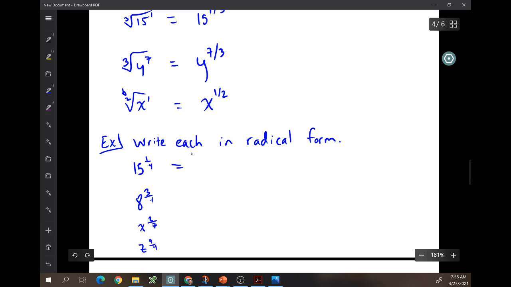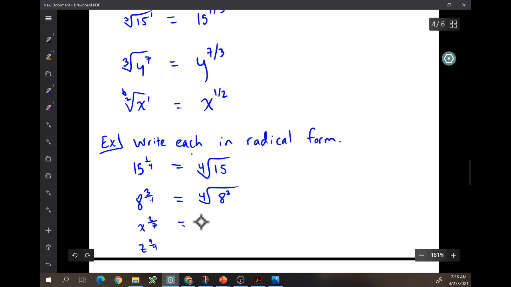So 15 to the 1/4. Remember, the 1 is inside, the 4 is outside. So the 4 is outside, and then 15 to the 1. We don't write to the 1, so we're just going to write it as the 4th root of 15. Here, okay, the 3 is inside, the 4 is outside. So I always start with the bottom because that's outside. Okay, of 8 to the 3rd power.